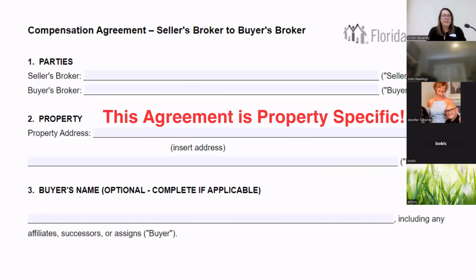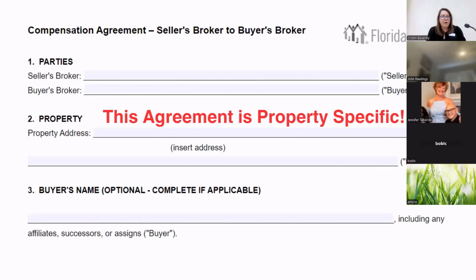You have the parties, the seller's broker and the buyer's broker. You're going to put the property address. You have to put the property address in order for this to be valid. And then you have the buyer's name, which is optional. And then you have the term. This reads exactly the same way as the other agreement, however long the term is going to be. And again, it's not going to extend for any extension or any protection period, but if you are under contract, this will extend during that time period.